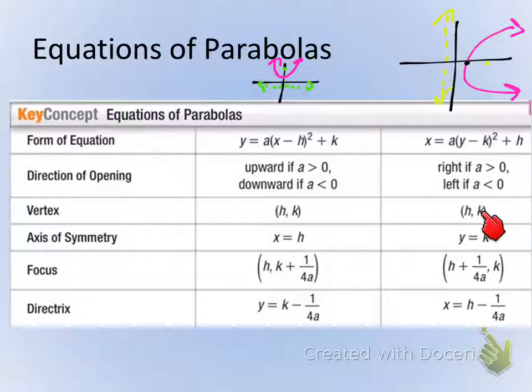So (h, k), and now you still keep the same k. You change how far left or right you move. See the differences? You still move it by h plus 1 over 4a or h minus 1 over 4a for both of them, though.